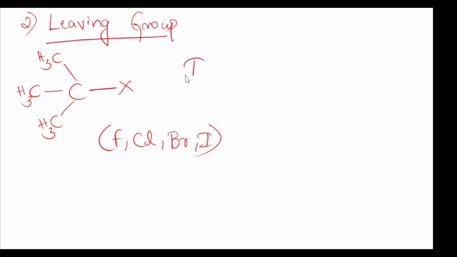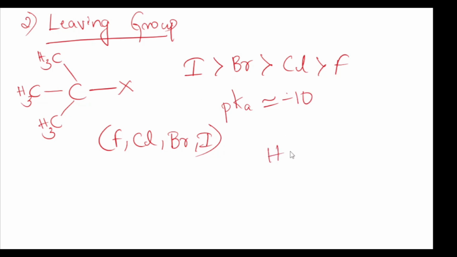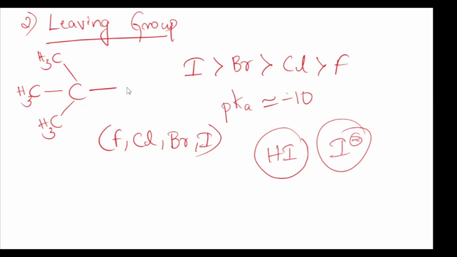We know that iodine is going to be the best leaving group, better than bromine, than chlorine, than fluorine, because the pKa of HI is almost equal to -10. This is very important to know, correct? That means HI is very acidic in nature. If it is acidic, this I minus will form very easily, which means it is very stable. That's why, suppose we add iodine here like this.